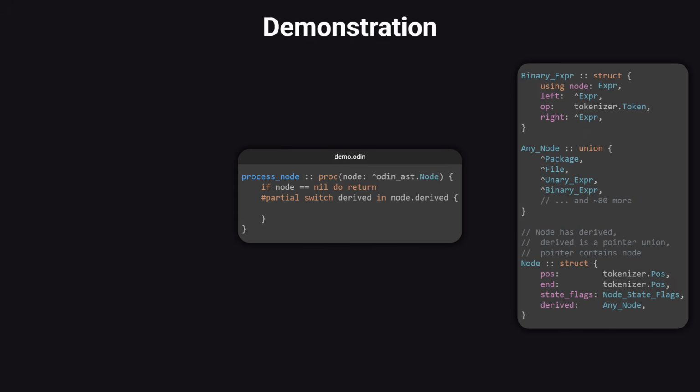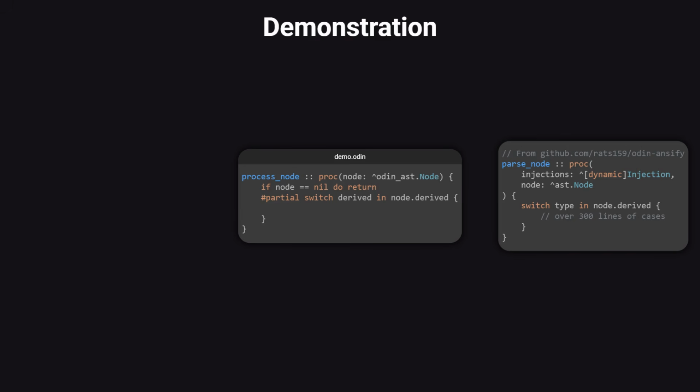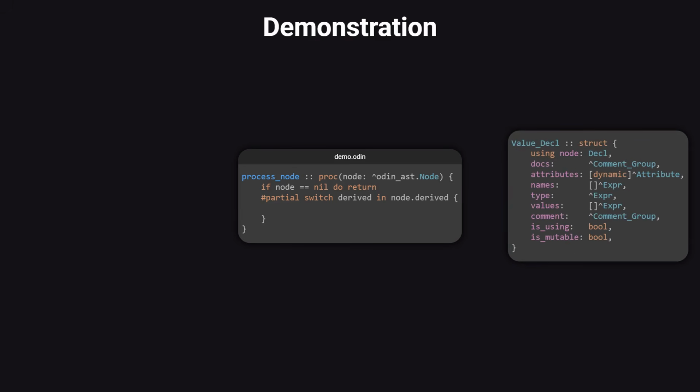I have a project where I actually care about every single variant, and it is a stupidly large switch statement. For us, though, we only care about value decal, since that's what we're checking. Value decal stores some extra info on it, including those attributes. Unfortunately, the process for checking the attributes is a bit of a nightmare.